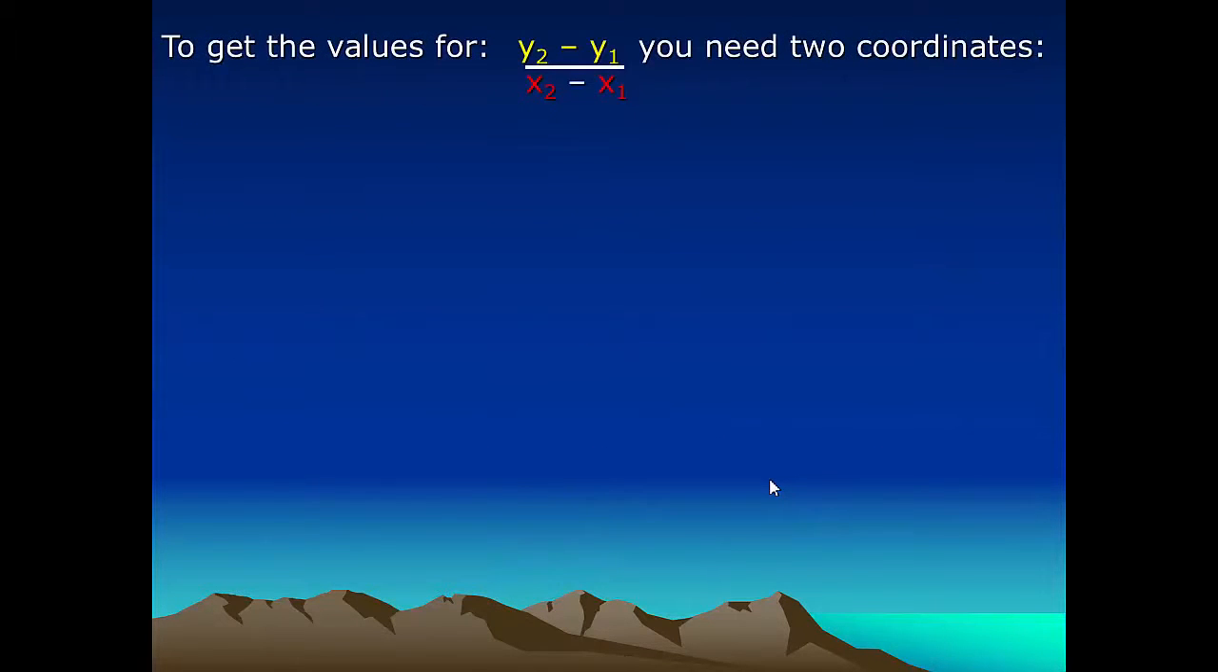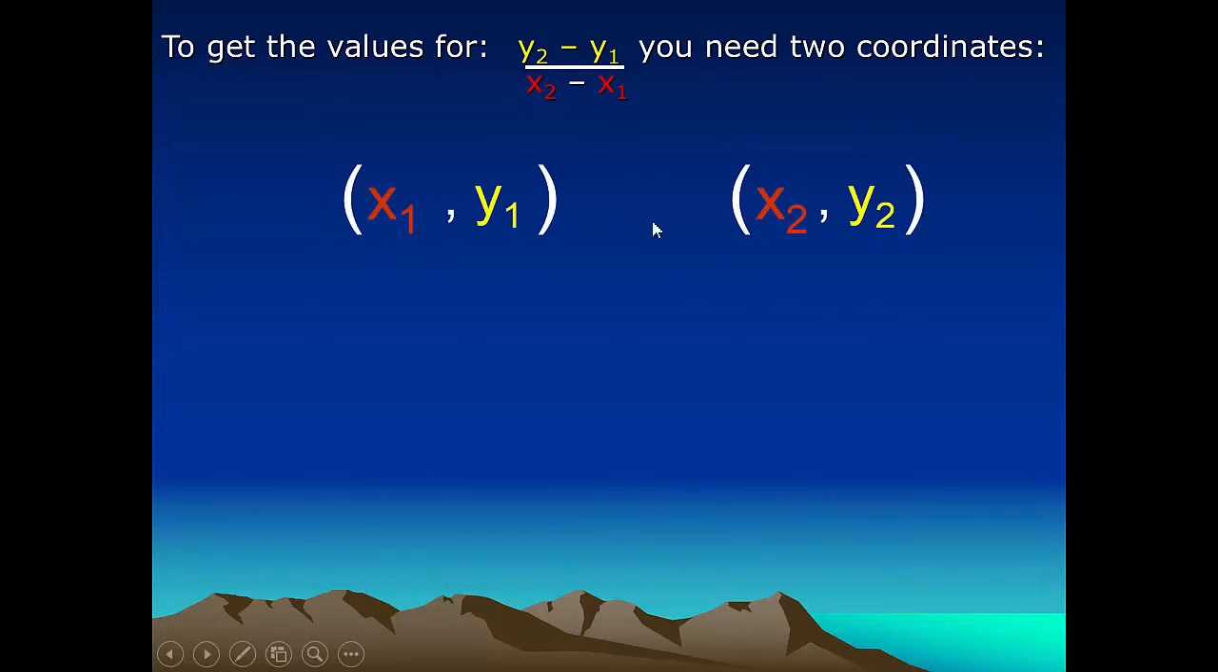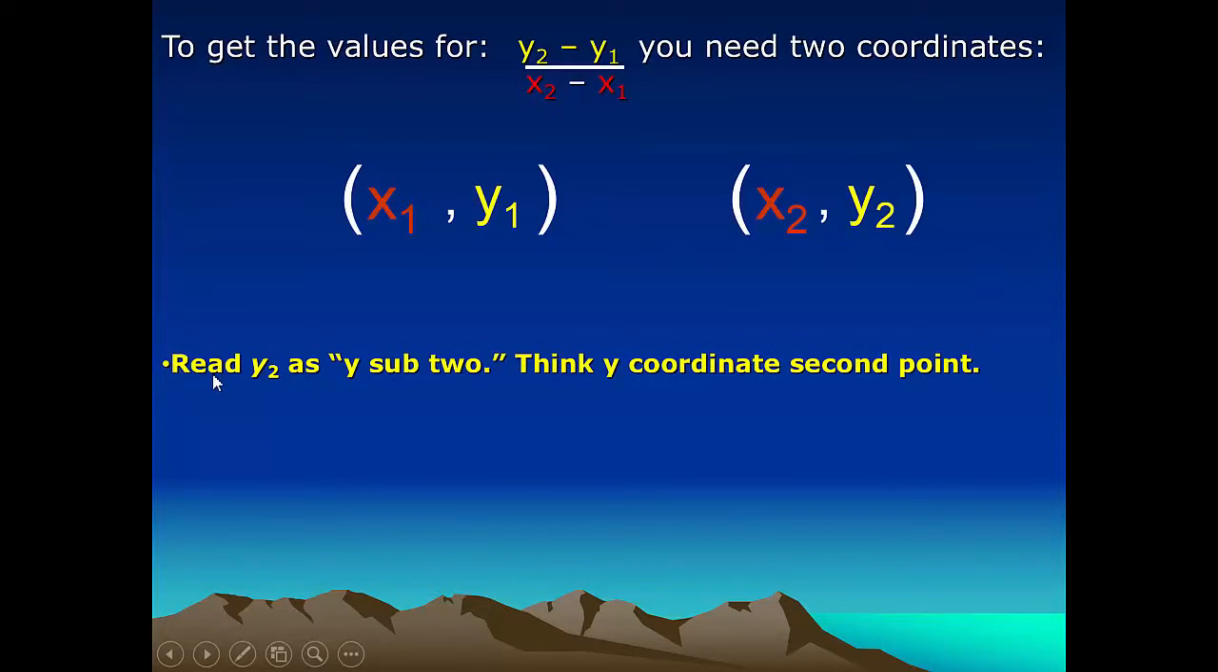Now, to get the values for y2 minus y1 over x2 minus x1, you need two coordinates, which we will have here. You notice in this first coordinate we have an x and a y. Second coordinate we have an x and a y. But it says here, read y2 as y sub 2. That's because the 2 is below the letter here. Think y coordinate, second point.